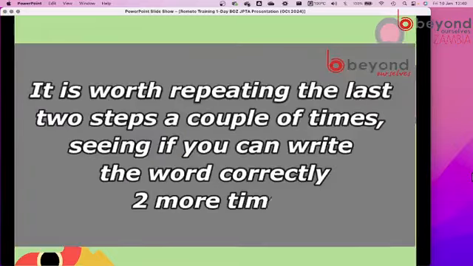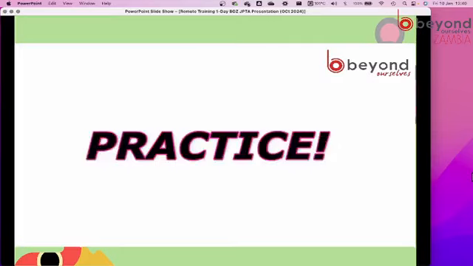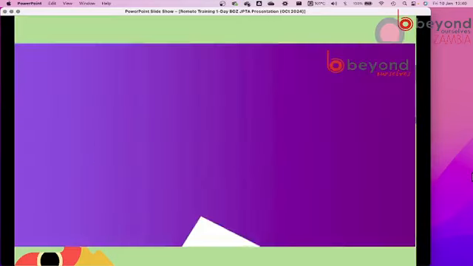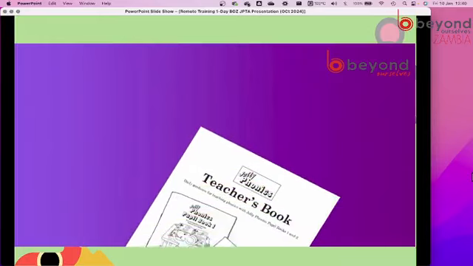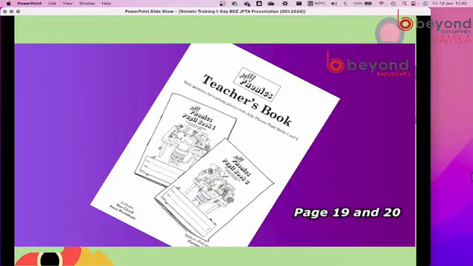It is worth repeating the last two steps a couple of times, seeing if you can write the word correctly two more times. Practice, practice, practice. Teachers, for more information, please refer to the teacher's book on page 19 and page 20. It has got additional helpful hints for teaching tricky words.